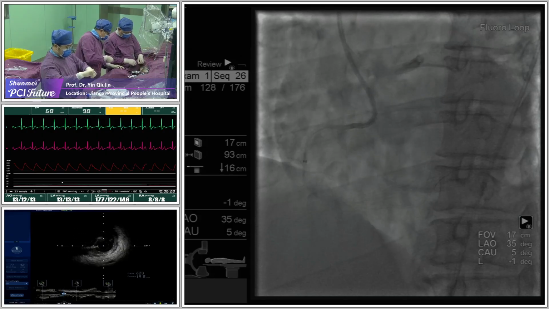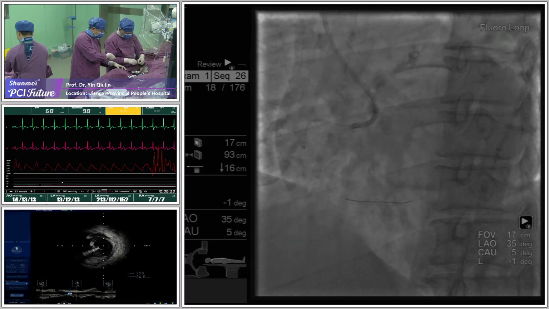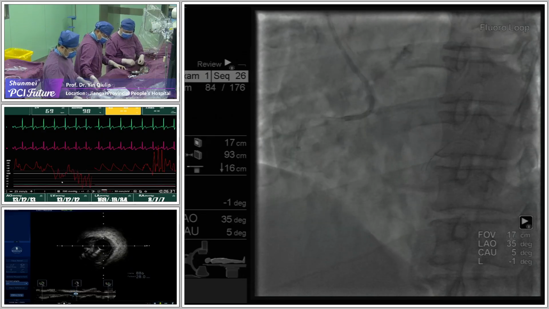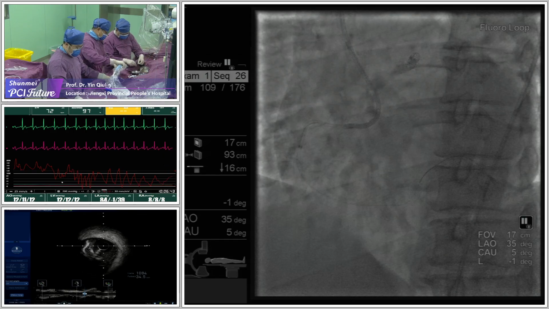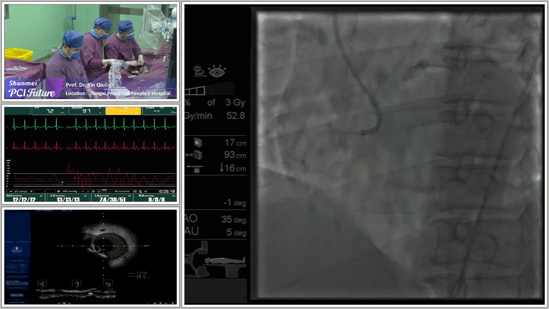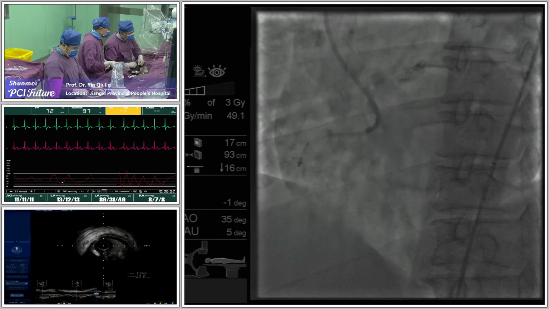The balloon cannot cross the middle lesion of RCA, before the heavy calcium and the calcium nodule. So every catheter, all the catheters cannot cross. So how about the strategy?